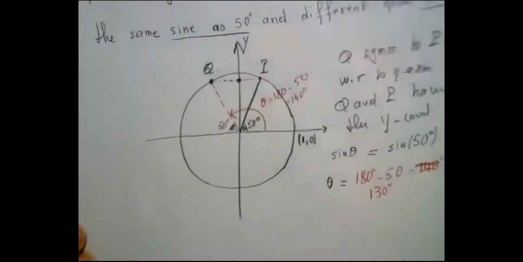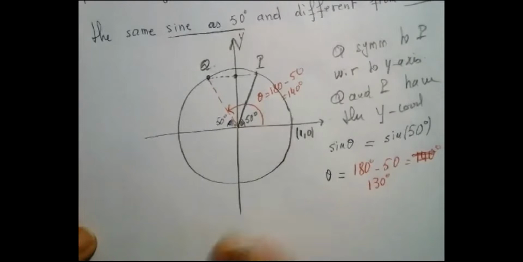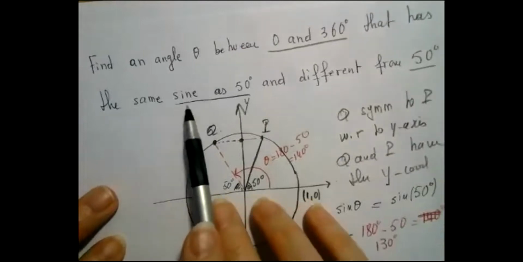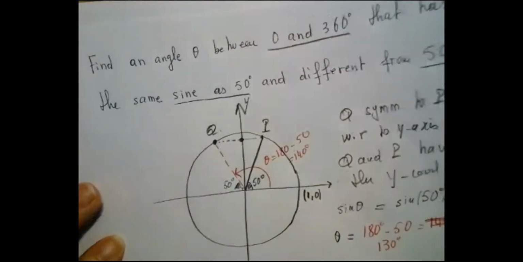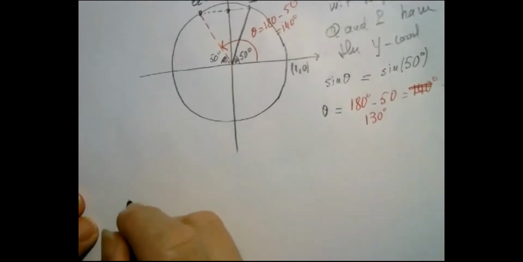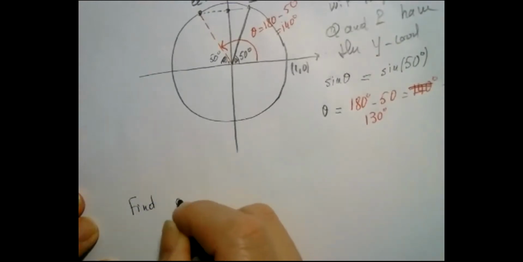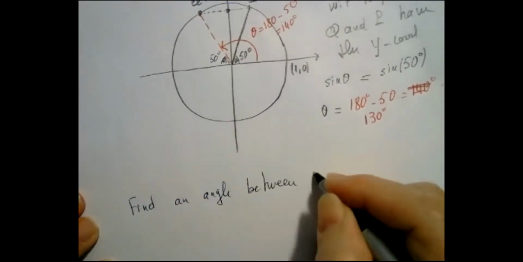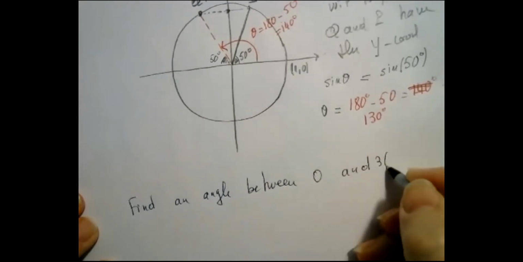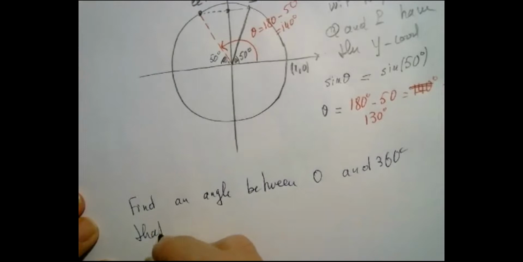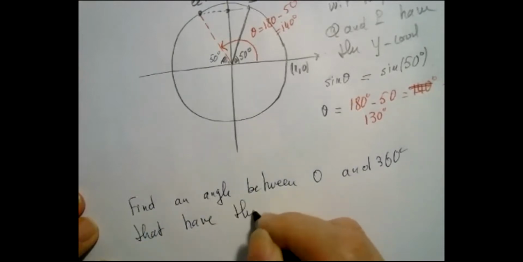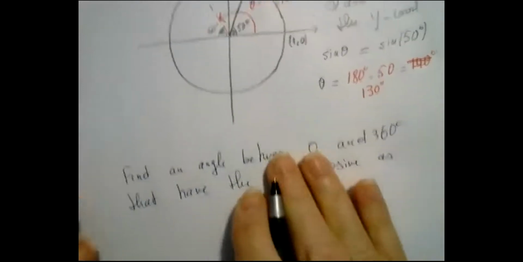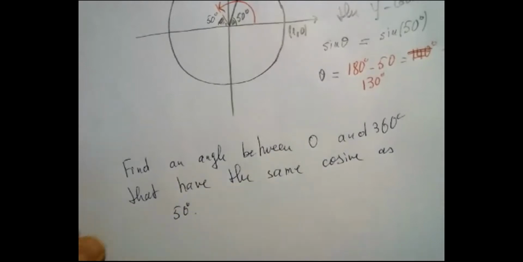Now I want you to do the same thing, but the question is: find an angle between 0 and 360 that has the same cosine as 50. So question number 2 is, find an angle between 0 and 360 that has the same cosine as 50, but of course different from 50.